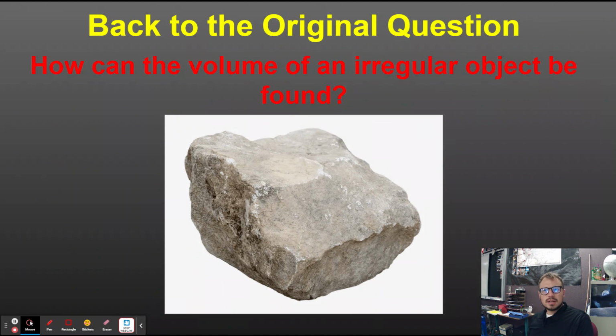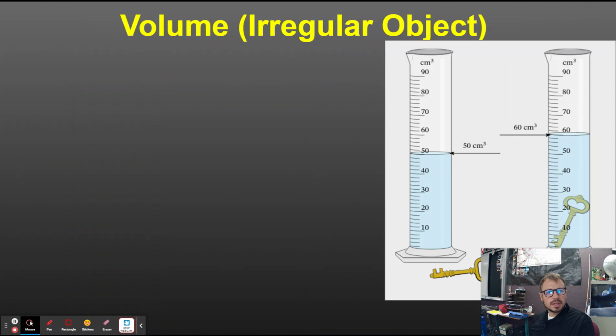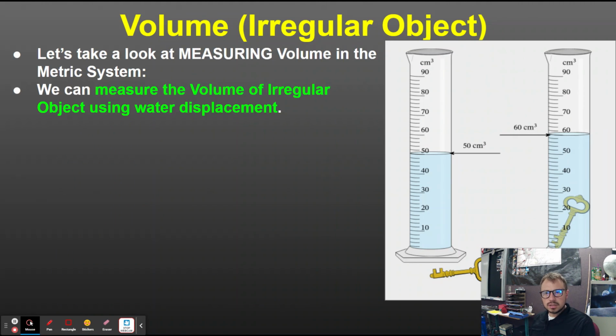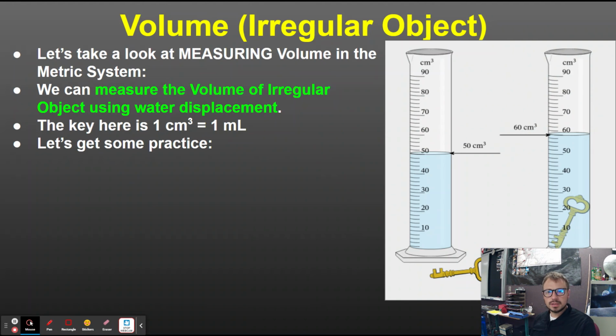So let's get back to that original question. How can the volume of an irregular object be found? We learned about rectangular prisms, but what if I have something like a rock? Well, let's take a look at measuring volume. If we measure the volume of an irregular object, we use water displacement. So remember, 1 centimeter cubed equals 1 milliliter.